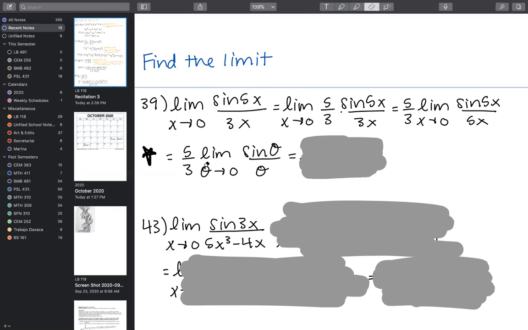But since the trigonometric identity that we are using tells us that when the limit tends towards 0 of sine x over x is equal to 1, we're able to pull that factor out and multiply it by 1.